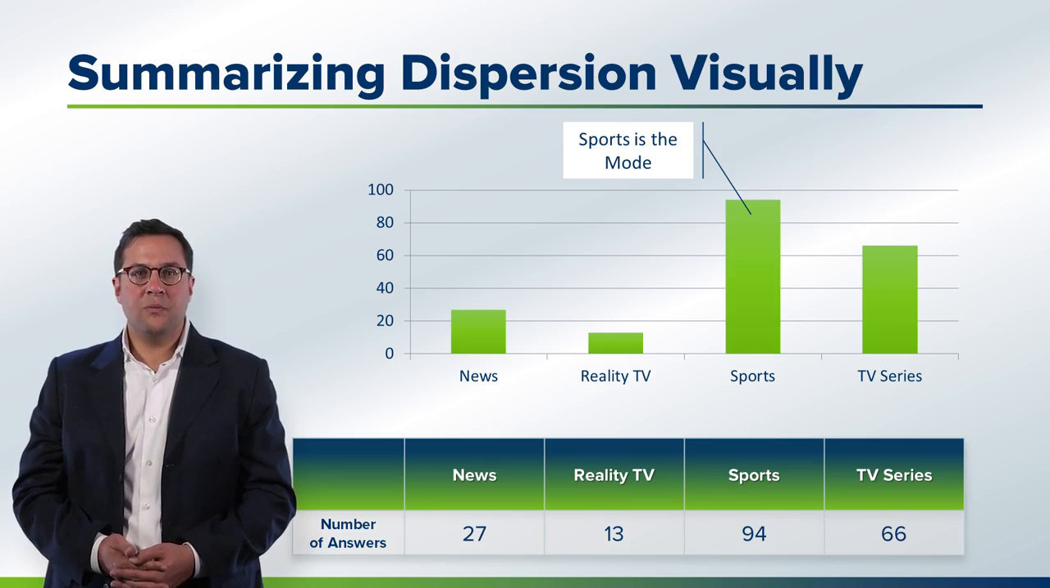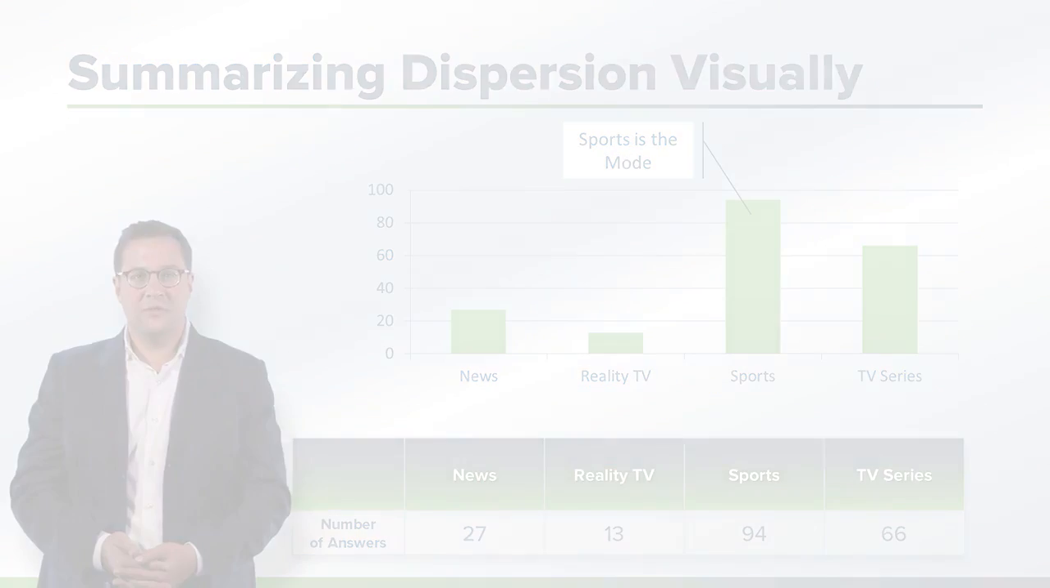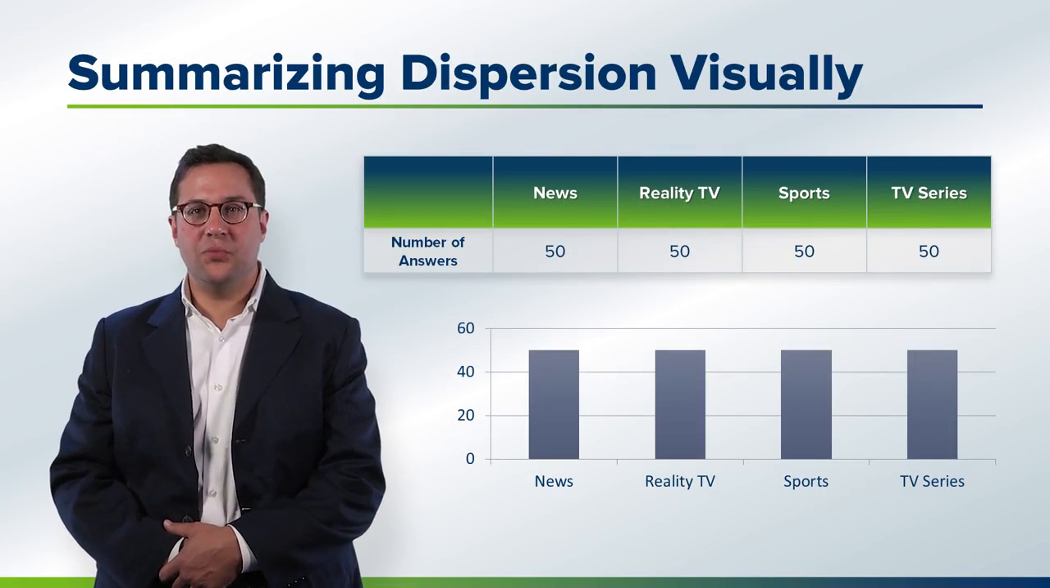So here's an example. The top graph presents the data that you've already seen in the table before. And that gives you a sense of what the mode is. What is the most frequent answer? And as you can see, which is consistent with the table, sports is the most frequent answer. Now, how is that informative about dispersion?